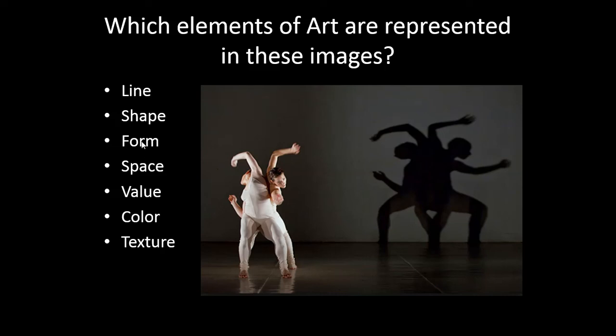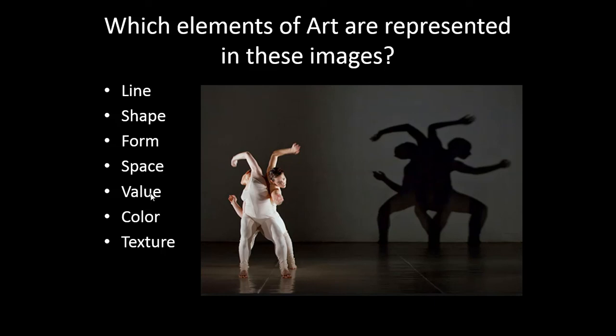Do you see shapes? Shapes are two-dimensional objects. I see shapes on the wall here. They are organic nonetheless, but these are 2D. They are shadows cast on the wall. Do you see form? Do you see three-dimensional objects? Yes, the dancers have form. They're three-dimensional. Do you see space? Yes, this perspective that we have here shows us that there is a space between these dancers and their shadow on the wall. There's space between them. We can see it visually.